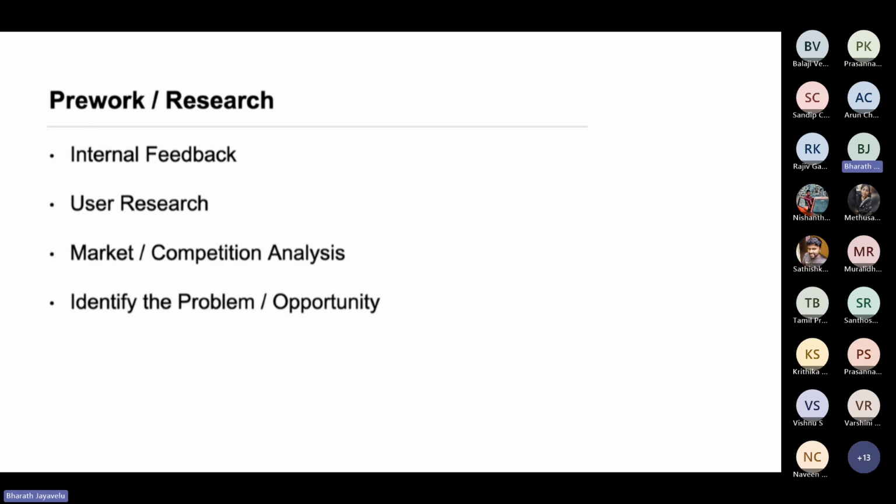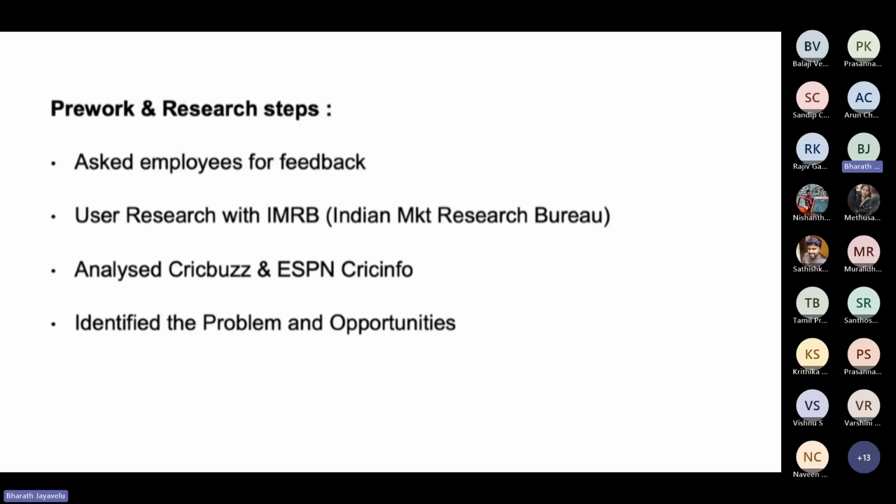The first point is internal feedback. He's going to ask for feedback from those around him, for example his colleagues, his cricket teammates, cricket players, all the people. Then user research, where he may outsource the research for better performance, and competitor analysis. With all these things, we can identify the problem and find the opportunity to solve it. So we'll figure it out next, starting with the first step, internal feedback.